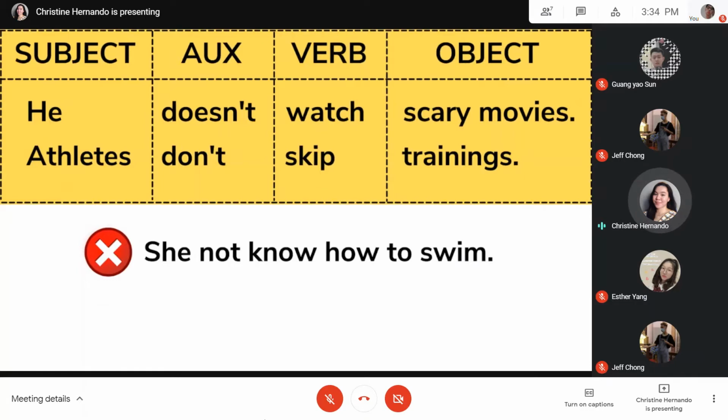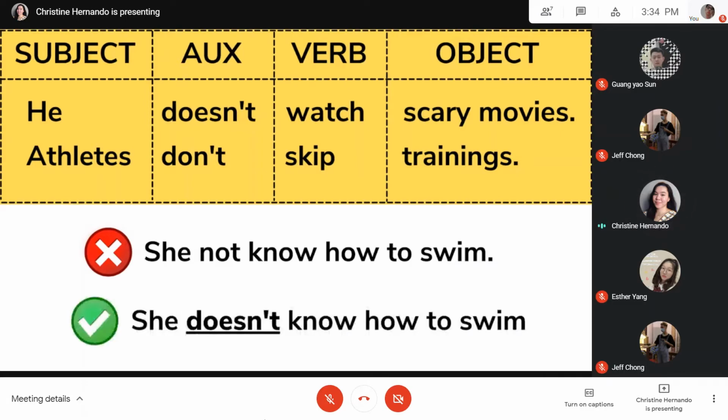to not have an auxiliary verb before the word not. So to be able to correct this sentence, we should attach the auxiliary verb does to the word not. So it becomes "she doesn't know how to swim." So did you get that? Is that clear, class? Yes, ma'am.